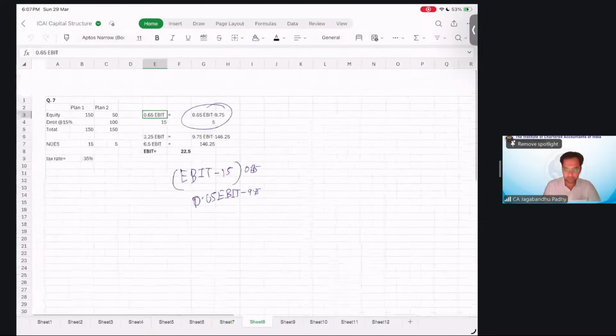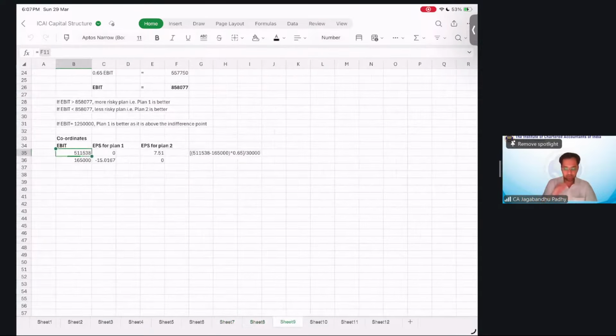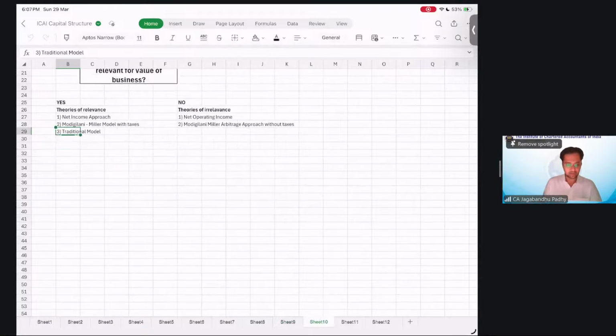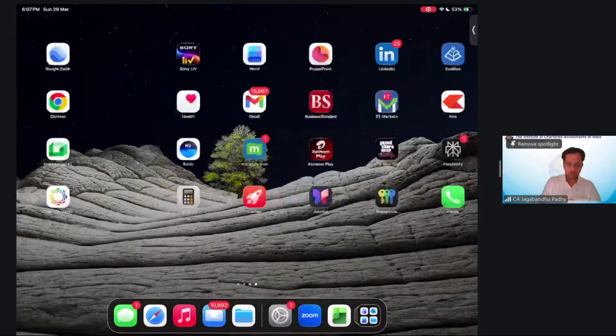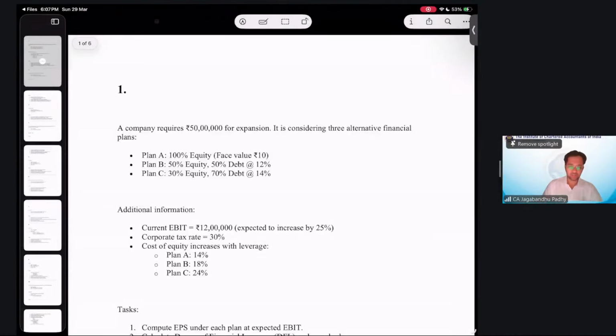Now, let us do certain questions based on these concepts, and then we'll take up the next part, capital structure theory.